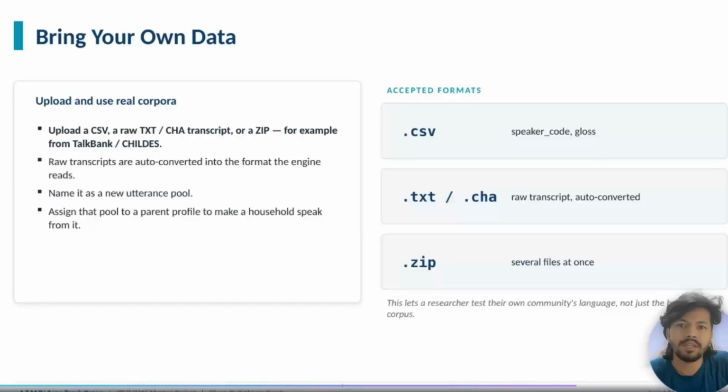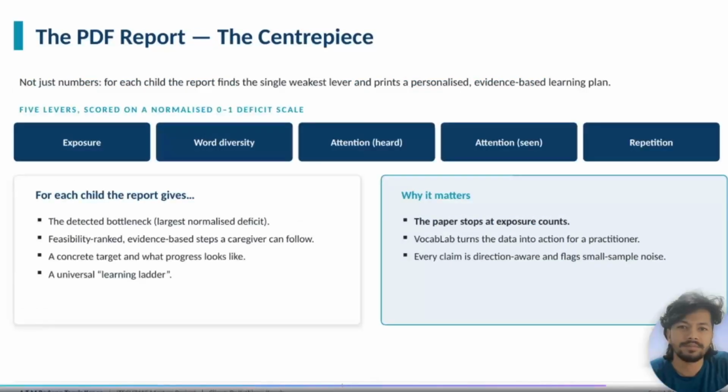So anyone can bring their own data. A researcher can upload their own corpus in CSV format, raw transcript, or a zip from the TalkBank CHILDES website. It's converted automatically into a new word pool and assigned to a parent profile. That also respects licensing. Everyone brings their own copy of the data.